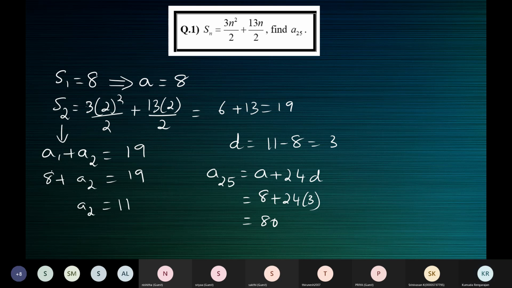Is it over? S2 means A1 plus A2. Okay, we'll go to the next one.